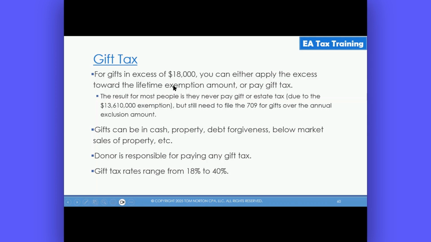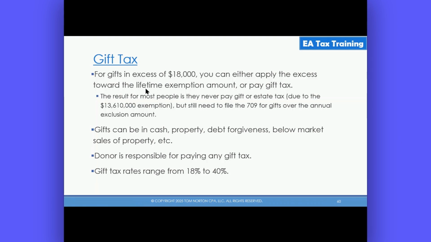They just say, okay, I gave a gift of $30,000. That's $12,000 more than the $18,000 exclusion amount. So they will say, okay, I am applying $12,000 against my $13,610,000 exemption. So you just put that on the form. There's no tax due, and you're just now going to keep track of that. So anytime you give a taxable gift, you're just going to have to keep track of how much exemption that you have left. Alternatively, you can pay the tax.